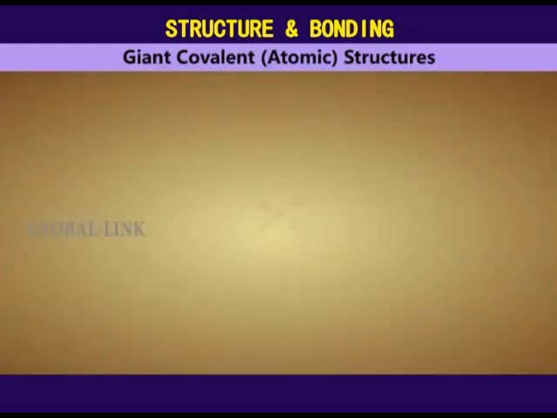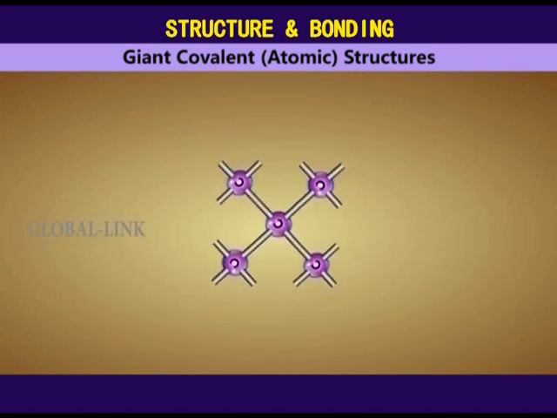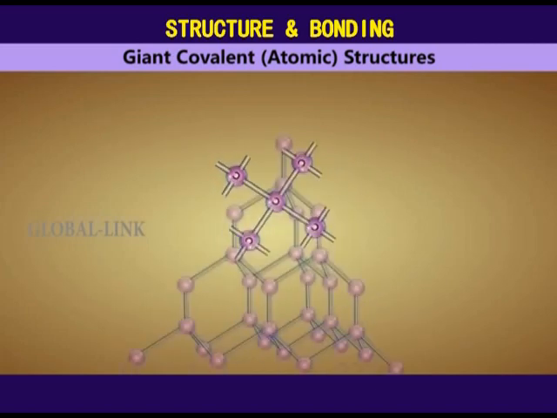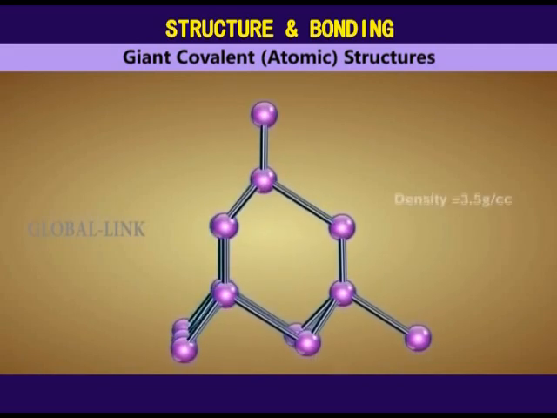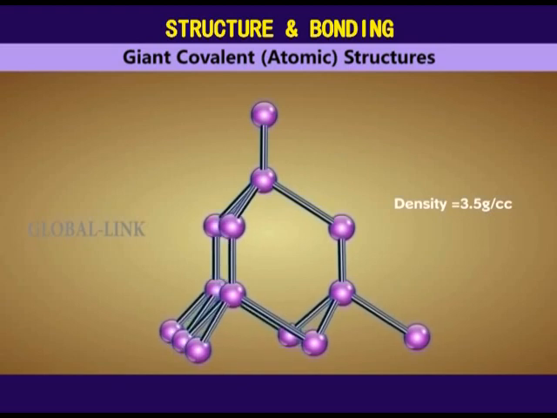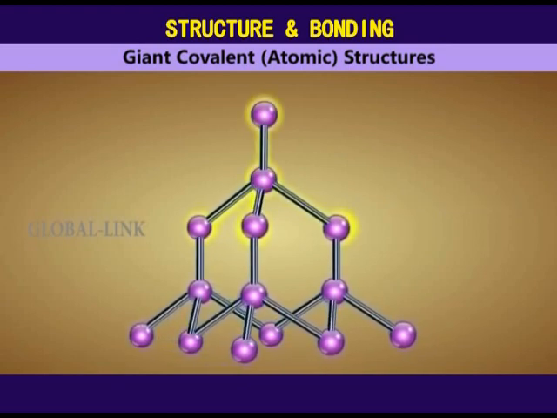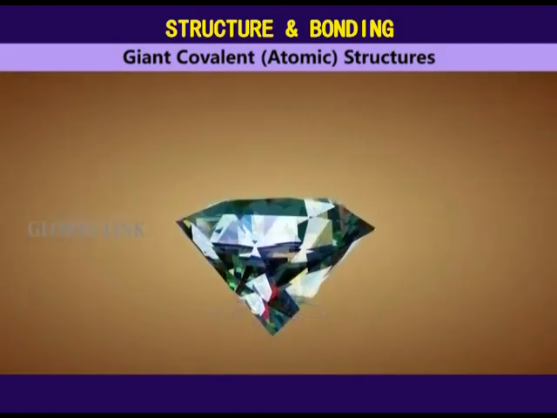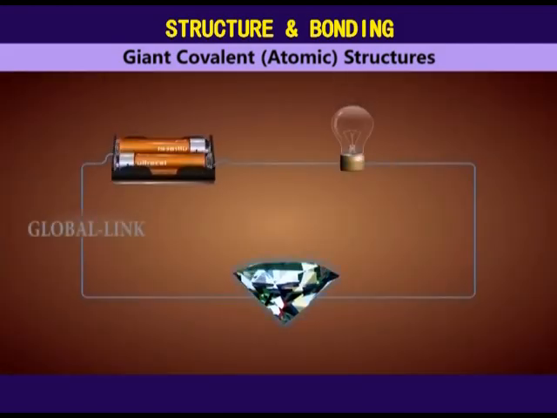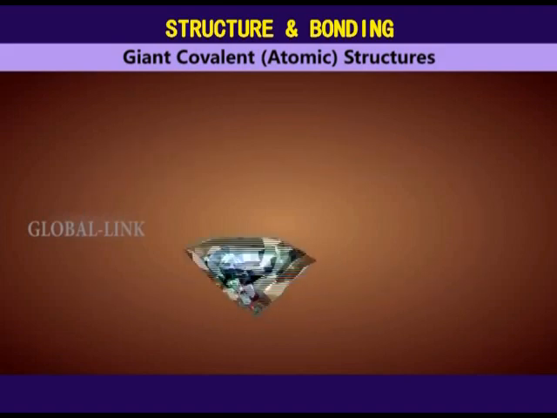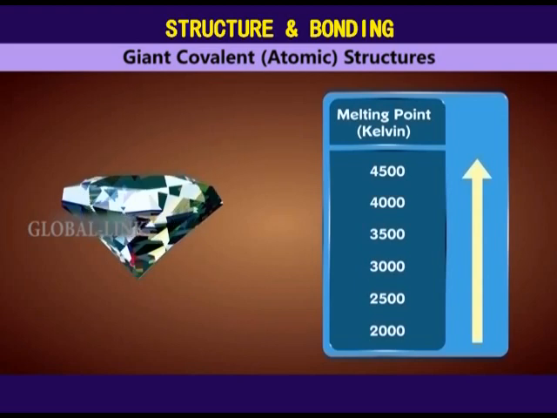In diamond, each carbon atom is bonded to 4 other carbon atoms by covalent bonds, forming a rigid 3-dimensional structure. Diamond's density is 3.5 grams per cubic centimeters. Here, no electrons are available as they are all involved in bonding. Because of the absence of free electrons, diamond is a bad conductor of electricity. Diamond has a high melting point of 400 Kelvin or more.